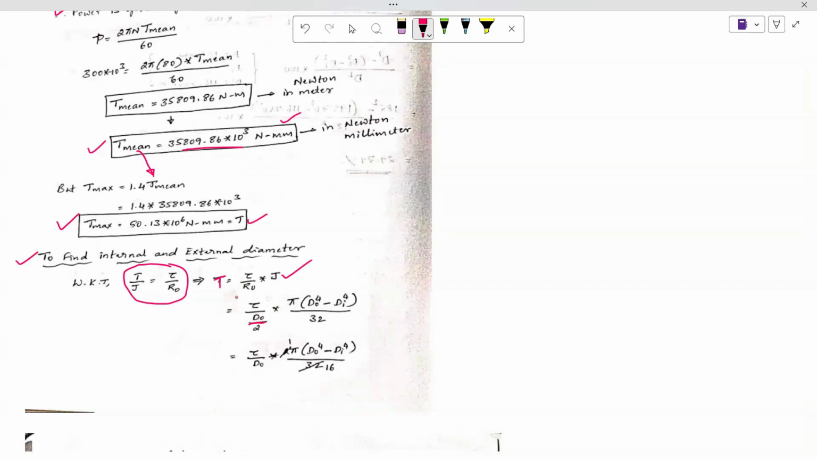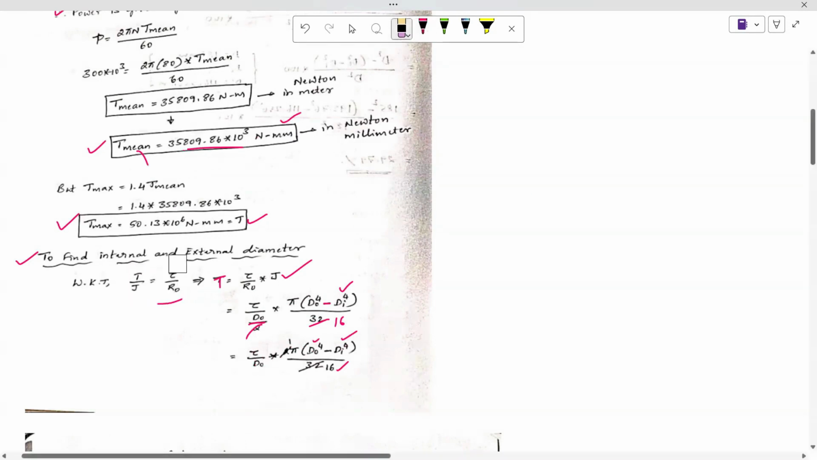J is the polar moment of inertia. For a hollow circular shaft, it is pi into d naught to the power of 4 minus di to the power of 4, divided by 32. When this 2 and this 32 get cancelled, and you take tau divided by d naught into pi into d naught to the power of 4 minus di to the power of 4 divided by 16. From this equation, we are going to use the condition.